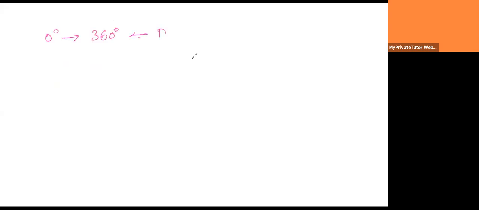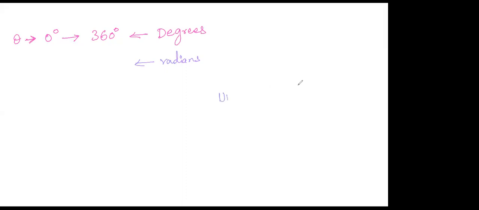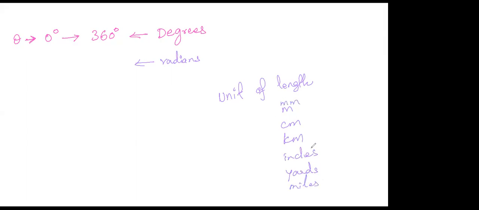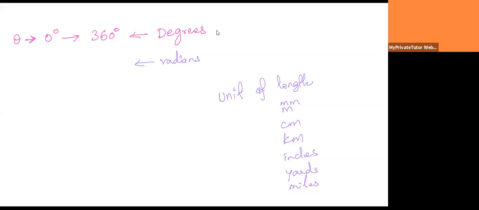What is the unit of angle? We can say degrees, and we also have radians as a unit. For example, what is the unit of length? We can say meters, centimeters, kilometers, inches, yards, miles. If you want to add millimeters, we can add. All these are units of length.